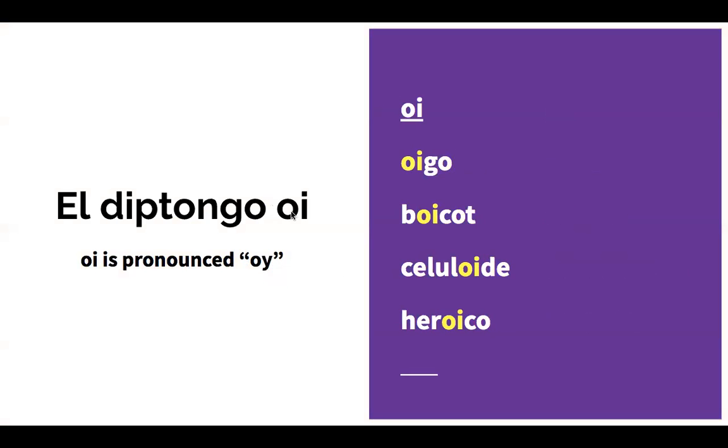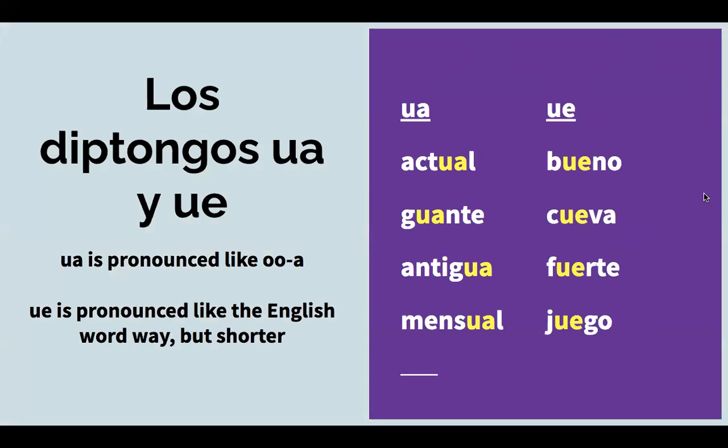The diphthong OI is pronounced OI. Repitan: oigo, boicot, celuloide, heroico. The diphthong UA is pronounced like the double O, U, followed by A, UA. Repitan: actual, guante, antigua, mensual.